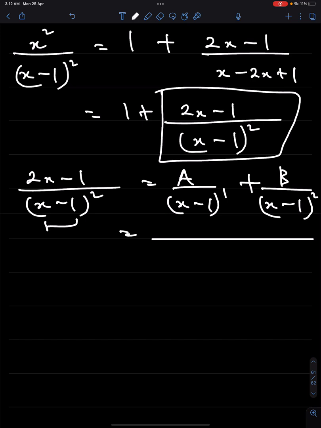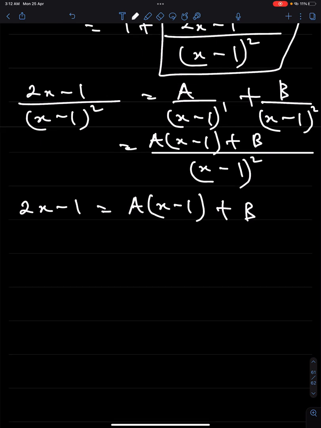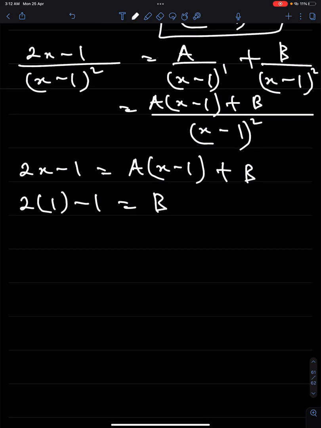And that simply means the LCM remains the square of x minus 1, so that a times the square of x minus 1 divided by x minus 1 will be x minus 1, and we multiply that by a, plus the square of x minus 1 divided by the square of x minus 1 is 1 times b, that's plus b. So the numerator 2x minus 1 on the left hand side is equal to a times x minus 1 plus b on the right hand side. If I put x equals 1, I get 2 times 1 minus 1, this will be 1, equals b. 1 minus 1 is 0 times a, that will make all of this 0. So b equals 1.